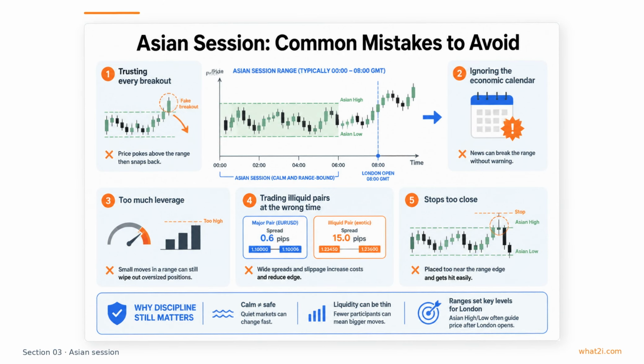Some traders choose illiquid pairs at the wrong time and end up paying wider spreads than they expected. Stops placed too close are another problem, since even a modest fluctuation can knock the trade out before the real move develops. Calm conditions do not remove risk. They just change what the risks look like.